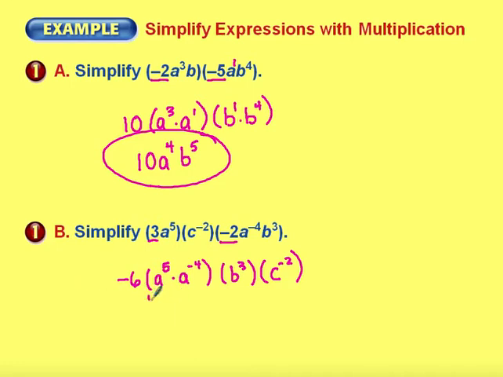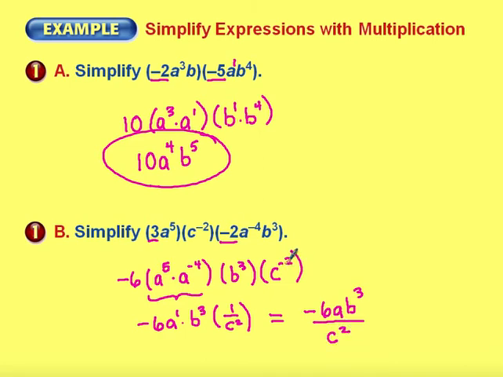So I'm going to apply the rule here, repeat the base and add the exponents. That's going to give me a to the first power. So I have negative 6 times a to the first power times b to the third power. Now I have c to the negative second power. Remembering that that just means 1 divided by c squared, I can rewrite this all as negative 6a b to the third divided by c squared.